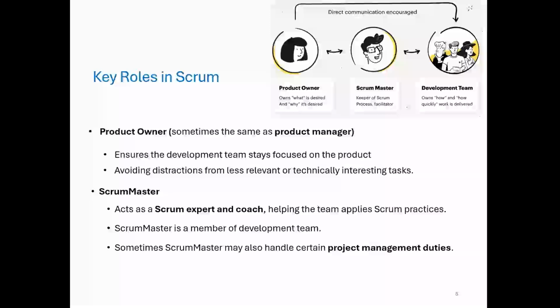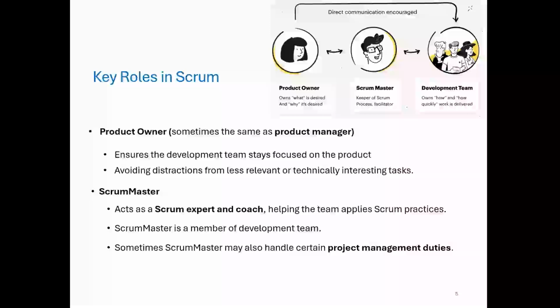One of their biggest responsibilities is shielding the team from distractions such as side requests from other departments, technically interesting but not essential work, and frequent scope changes without business justification. So their job isn't just to prioritize the backlog, but to keep the team aligned with the product's purpose and ensure that effort is spent wisely.